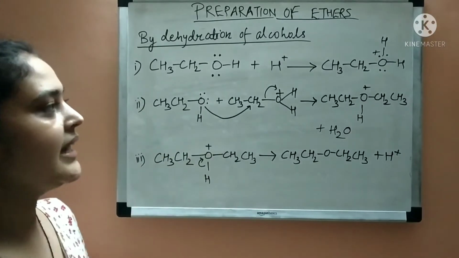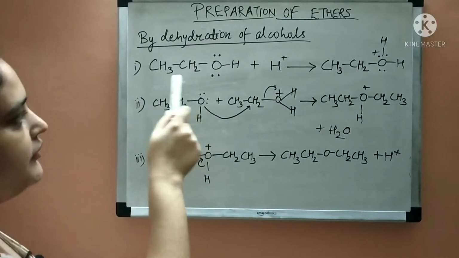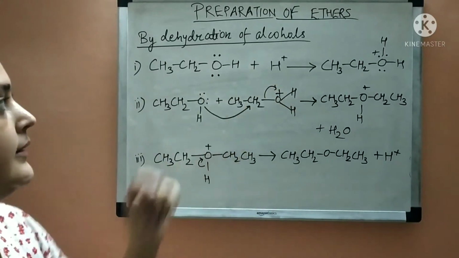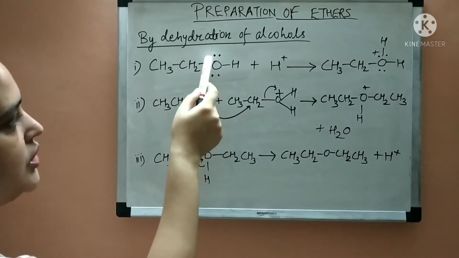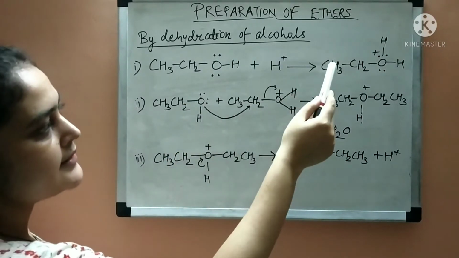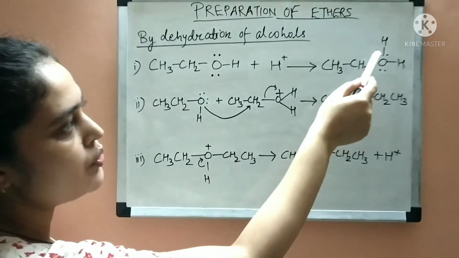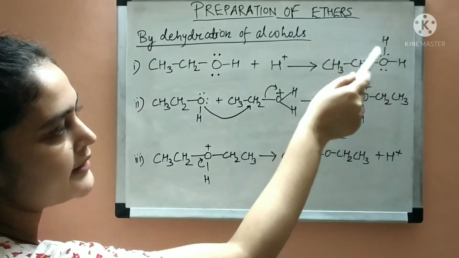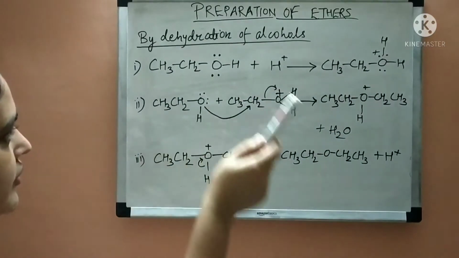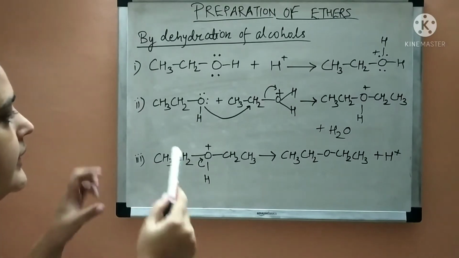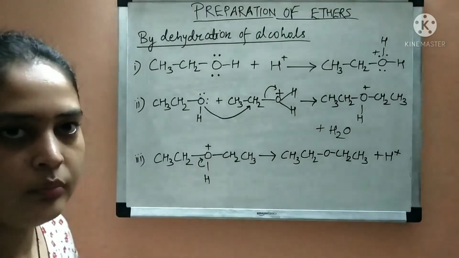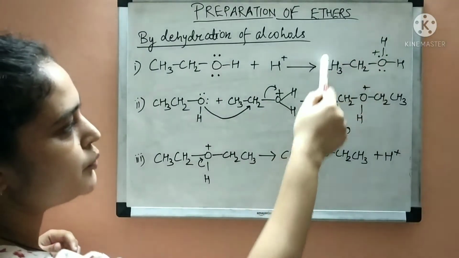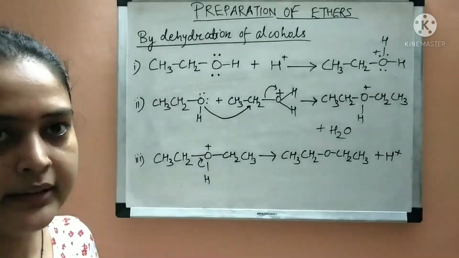So this is our mechanism. Firstly, the H plus of the protic acid gets attached to the oxygen atom. So we get CH3CH2O, where oxygen is attached to two hydrogen atoms and is carrying a positive charge. So this was the first step. Now next, another alcohol molecule will attack the protonated alcohol molecule. This is the protonated alcohol molecule which we got in the first step.